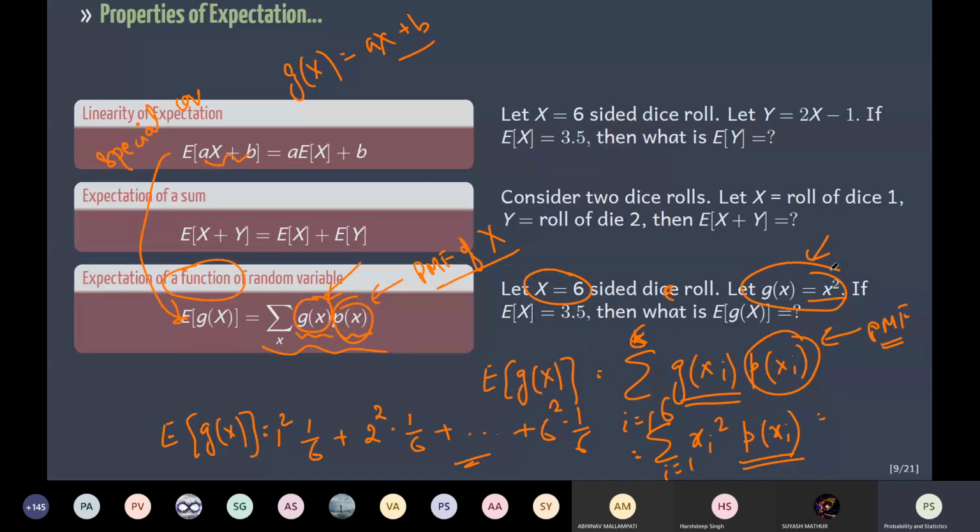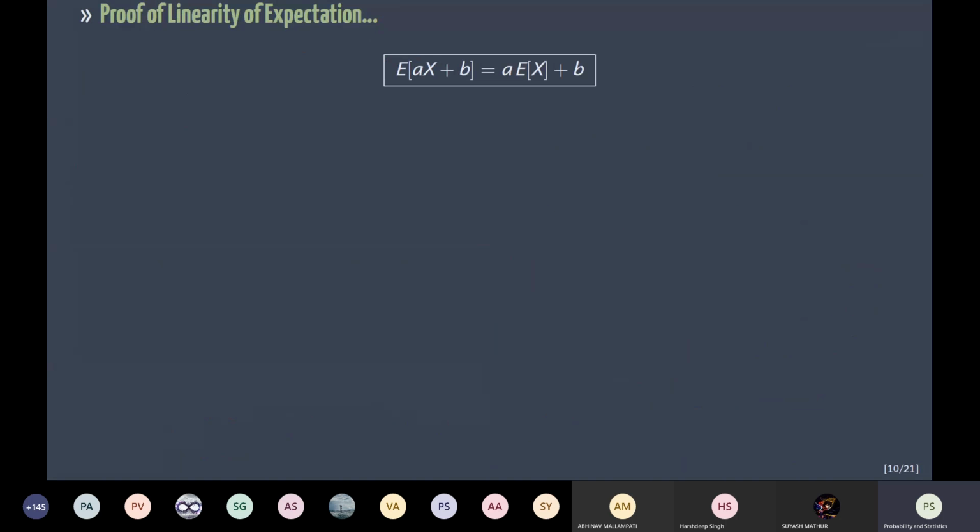What if I had defined g of x to be like 1 by 1 minus x or something, right? So at 1 it's not defined. So we can compute the expectation of a function of a random variable using these formulas.